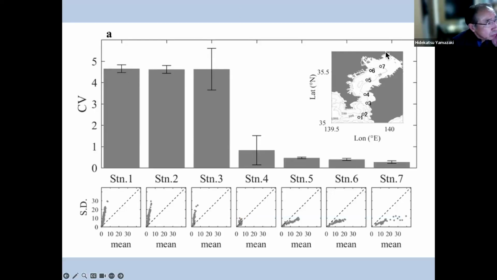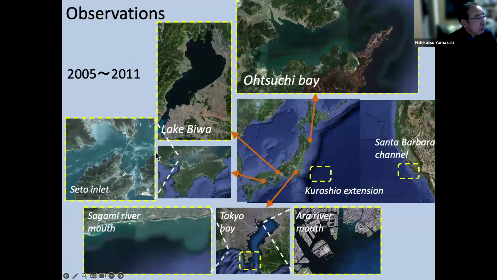Okay, this is an example. We sampled with TurboMAP from inside of the bay toward outside. We're looking at CV, coefficient of variation. Inside of the bay, CV was low. Going toward outside, CV goes high, really high. So going toward open water, CV is quite high. In this general feature, we went to all kinds of places and collected a bunch of data. We even went to the Santa Barbara channel. We plotted everything we had.